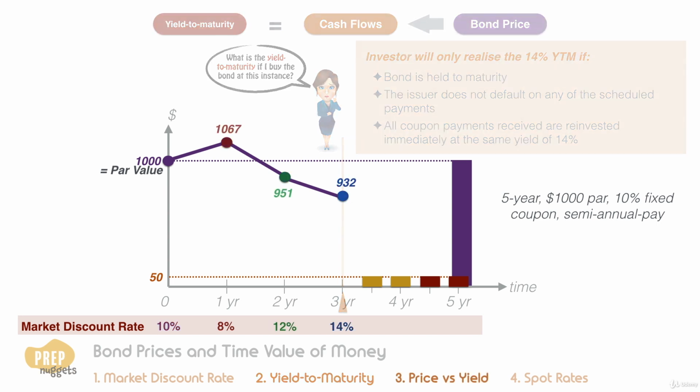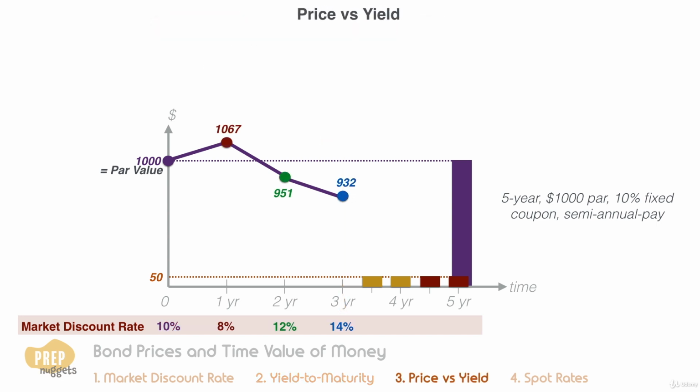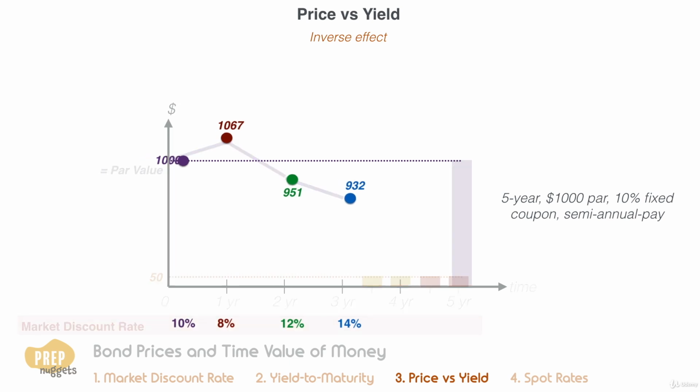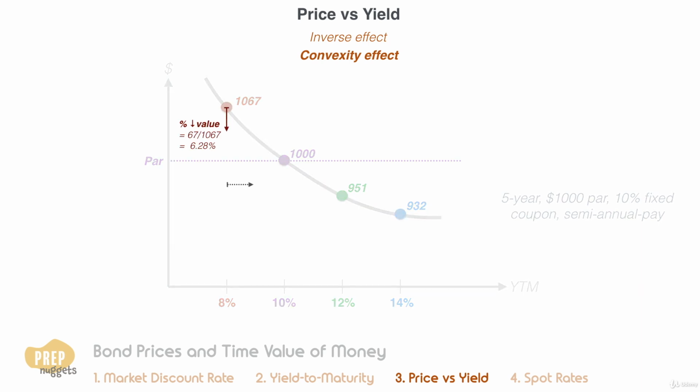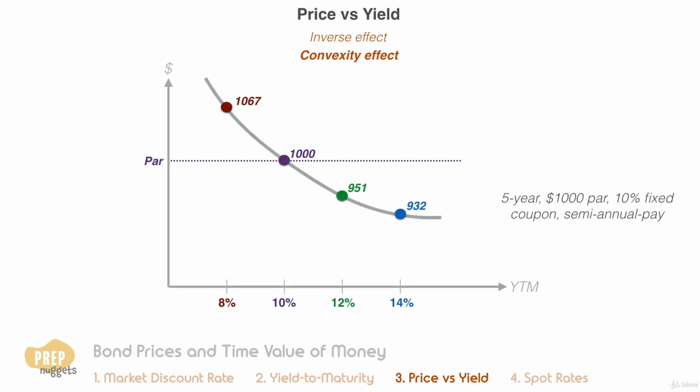We've determined earlier that the price of a bond and its market discount rate, or yield to maturity, have an inverse relationship. When the price goes up, the yield comes down, and vice versa. There is another more subtle relationship between the price and yield of a bond. If we plot the data points that we have, we find that the relationship is not just inverse, but that the price-yield relationship is convex. This means that the percentage decrease in value when the yield increases by a given amount is smaller than the increase in value when the yield decreases by the same amount. Besides the inverse and convex effects, there are 2 more effects that we shall discuss.